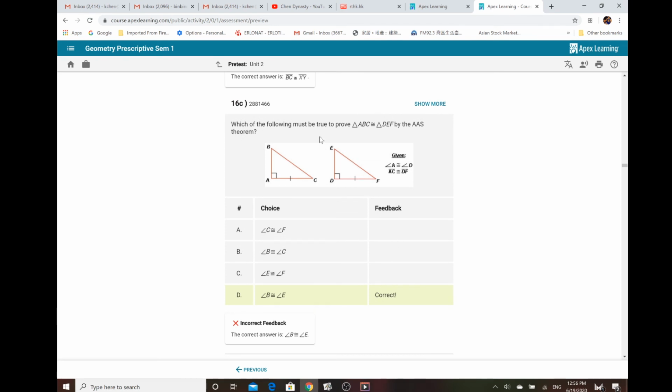Which of the following must be true to prove that triangle ABC is congruent to triangle DEF by using AAS? Similar. We do have one pair of congruent angles already, so we need another pair. So that would be angle B is congruent to angle E. Again, the way to read through it: angle angle side.